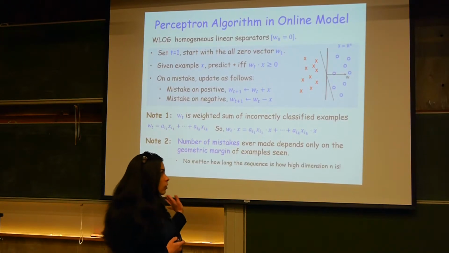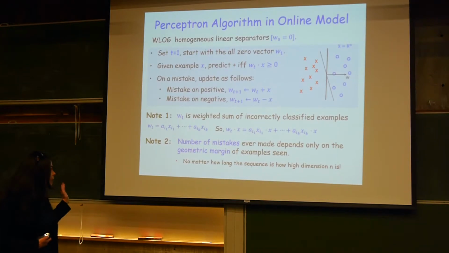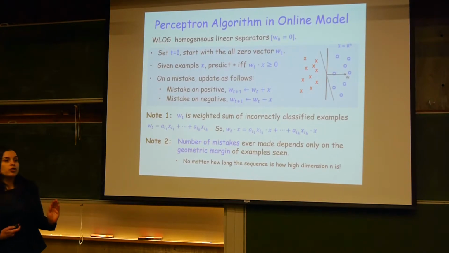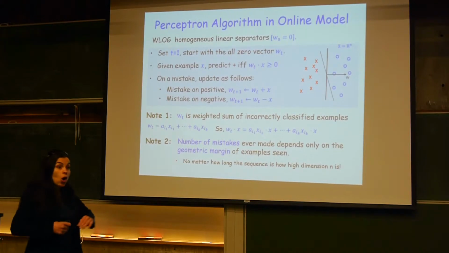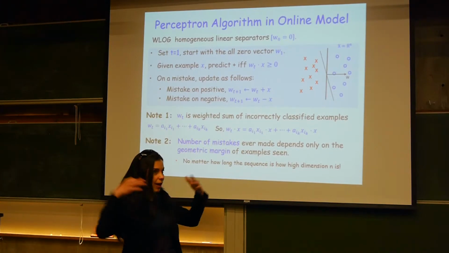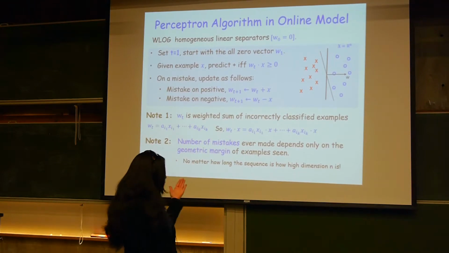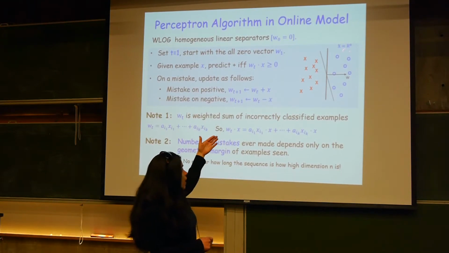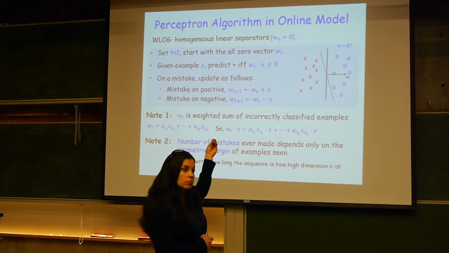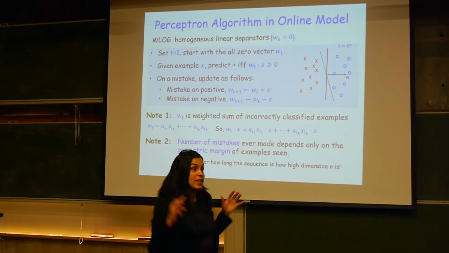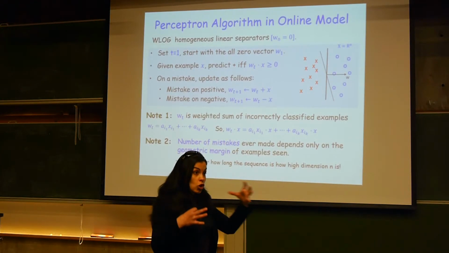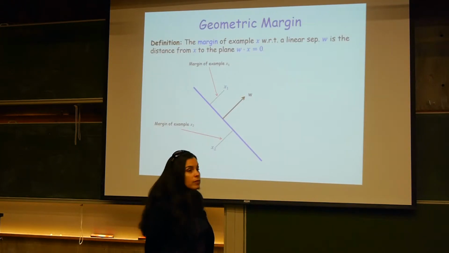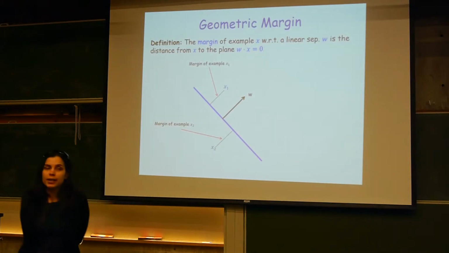Okay, and so basically the number of mistakes that the perceptron is ever going to make depends just on the margin, the geometric margin of that sequence of examples, and it's independent of how long the sequence is. The sequence could be very, very large in size, and it's also independent of the dimension of the ambient space of our examples. Our examples can really live in a high-dimensional space, and really the number of mistakes that the perceptron will ever make just depends on the geometric margin of that sequence of examples.